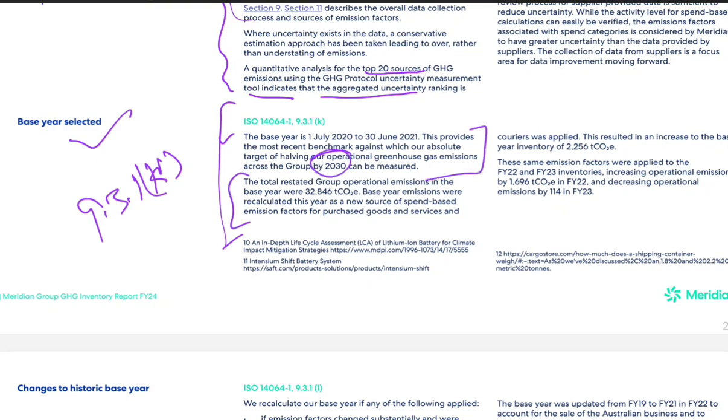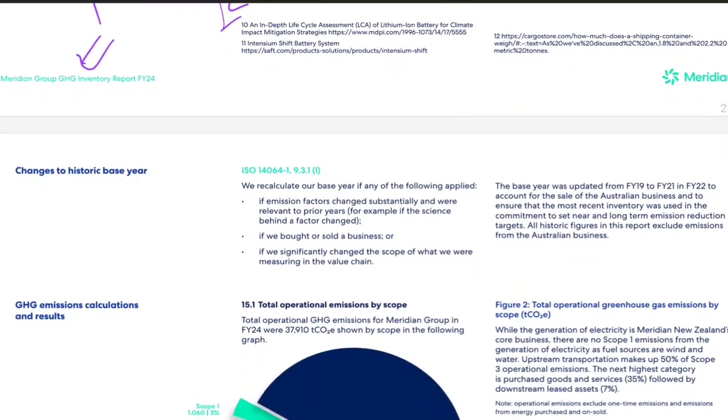The total restated group operational emission in the base year was this. Base year emissions were recalculated. No source of spend based emission factor was applied actually. So there are certain changes related to base year. It is clearly defined here.